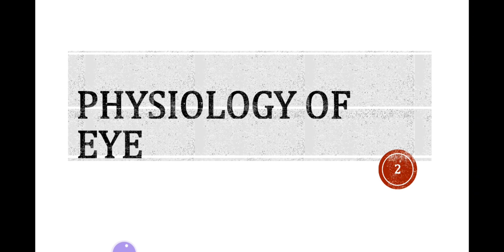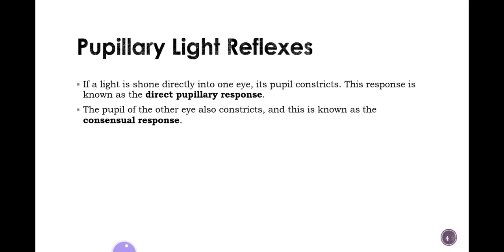Today we will discuss some reflexes, the structure of the retina, its applications and the cells present in the retina. First of all, the pupillary light reflex. There are two types of reflexes that we see when light falls on the pupil. When we shine light on the pupil, one is the direct light pupillary response, and the other is the consensual response that we see in the other eye.